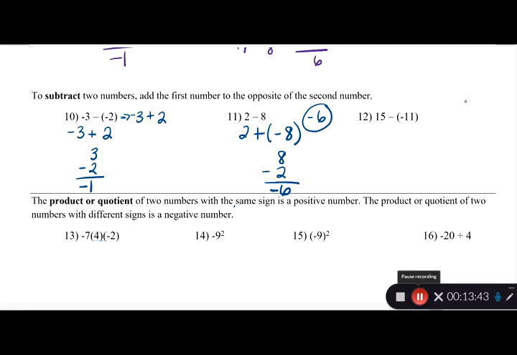15 minus a negative 11. So again, you can say 15 and then it's not negative 11, so it would be 15 plus 11. Or you can use the opposite, where 15 stays as it is. The first number stays, and then you add the opposite of this number. So negative 11, the opposite would be 11. So you get to the same thing, and all we have to do here is add. So we get 26, because they have the same sign.